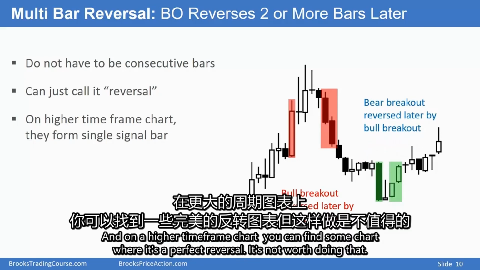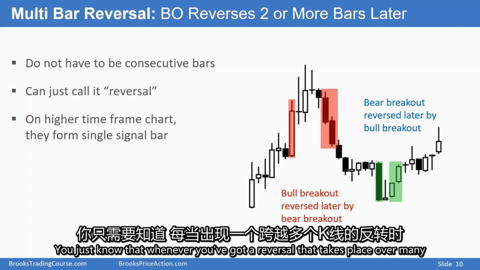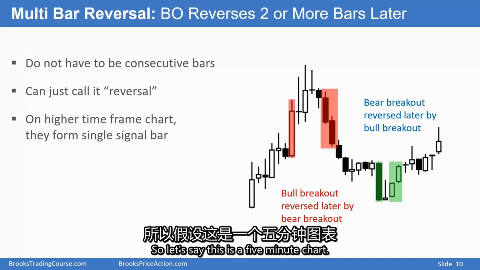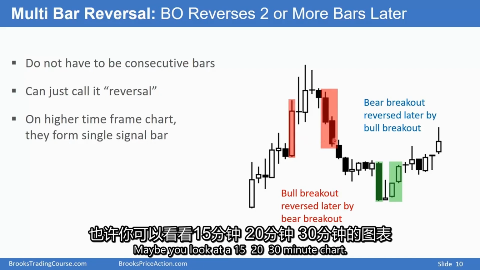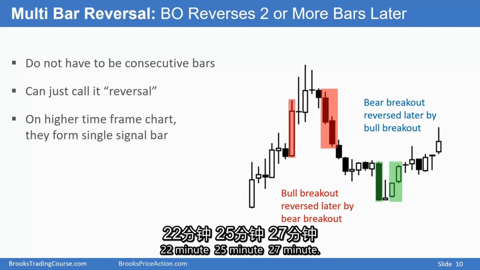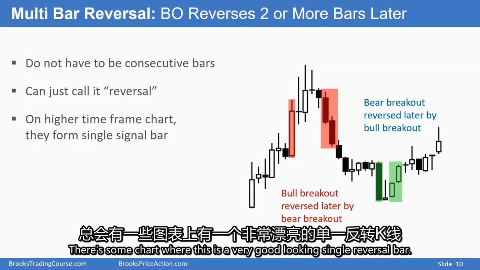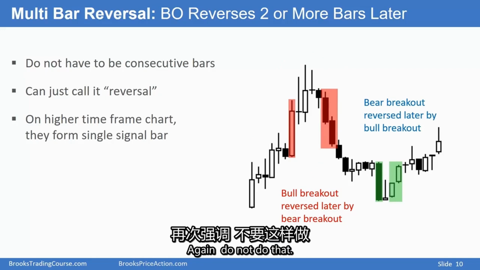And on a higher time frame chart, you can find some chart where it's a perfect reversal. It's not worth doing that. You just know that whenever you got a reversal that takes place over many bars, if you look at a higher time frame chart, you'll find a perfect bar. So let's say this is a 5-minute chart. Maybe you look at a 15, 20, 30-minute chart, 22-minute, 25-minute, 27-minute, doesn't matter. There's some chart where this is a very good-looking single reversal bar. Again, do not do that.